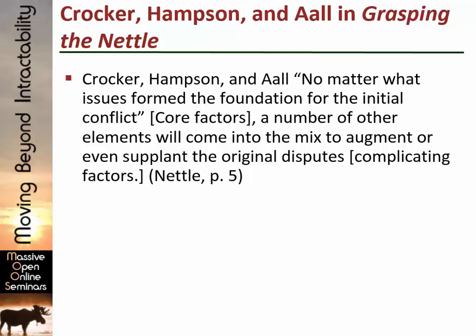We came up with the term complicating factors when we started to teach seminars to students whose native language was not English, and we realized that the notion of overlay might be fairly hard to translate, so we changed it to complicating factors. But we tend to use both terms now, and they both mean the same thing.